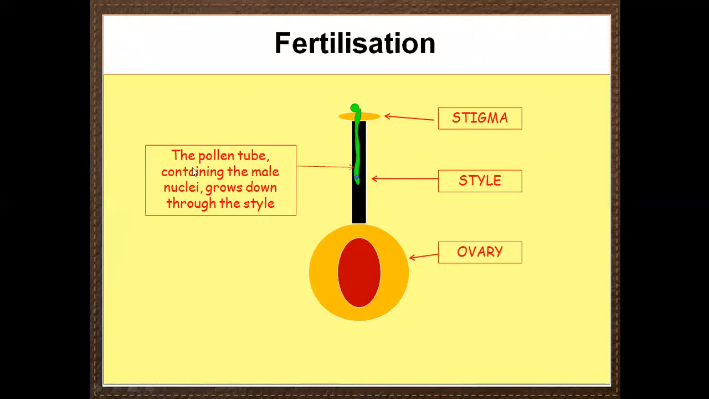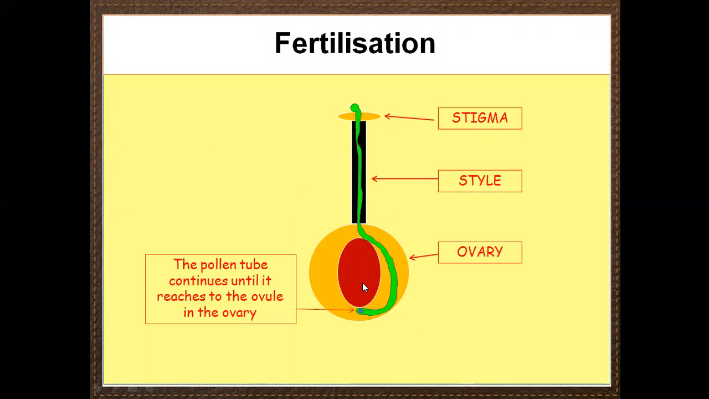Okay, now let's see. This is the pollen tube. The pollen tube containing the male nuclei grows down through the style. The style actually provides a pathway for this pollen tube. So through this pollen tube, this haploid nuclei of the pollen grain is transferring to the ovule. The pollen tube continues until it reaches the ovule in the ovary. Now you can see it here.